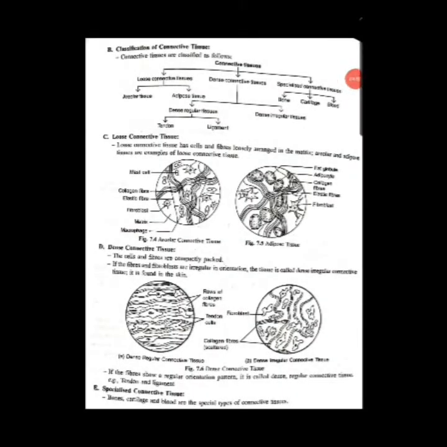Let us discuss the classification of the connective tissue. The connective tissue has been broadly classified into three categories: the loose connective tissue, dense connective tissue and the specialized connective tissue. Loose connective tissue में दो तरह के tissues आते हैं, the areolar tissue and the adipose tissue.